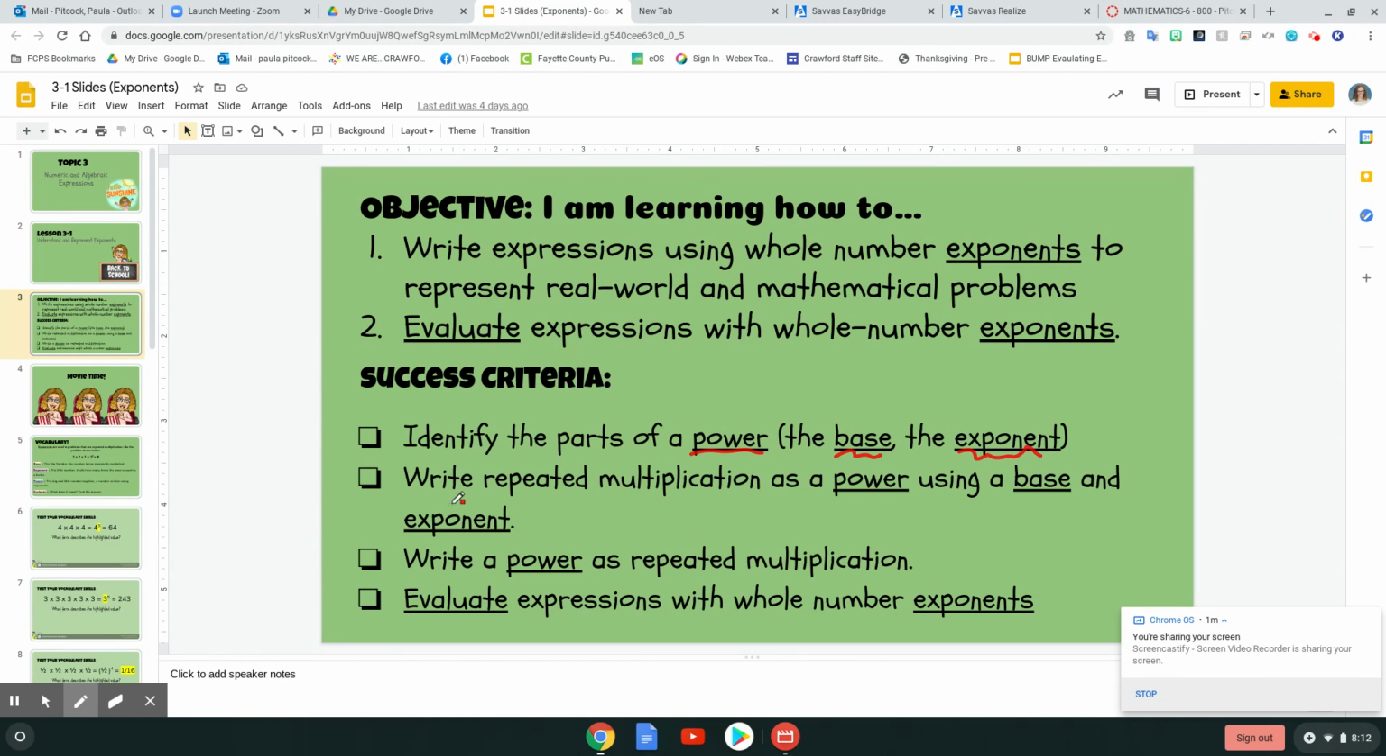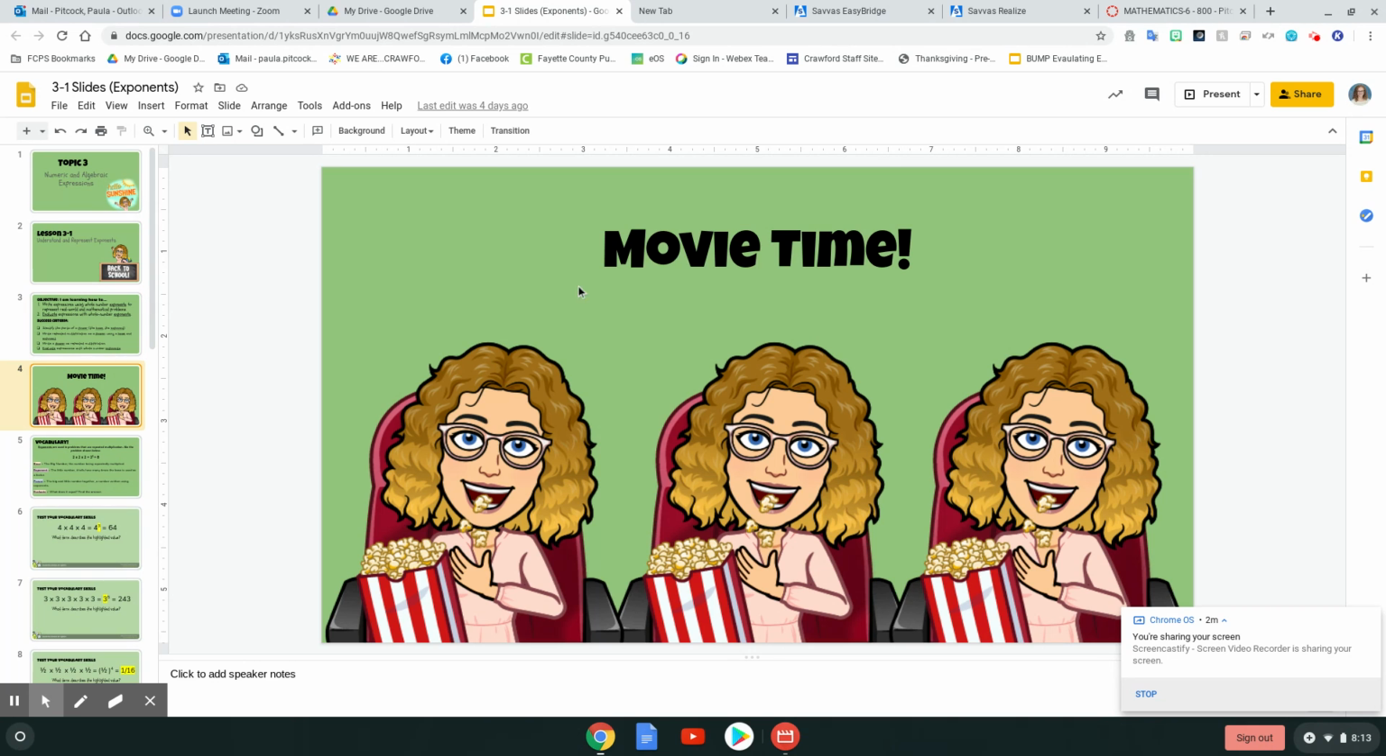You need to be able to write repeated multiplication as a power using the base and the exponent. Same vocabulary. Write a power as repeated multiplication. And once again, evaluate. That means find the answer to expressions with whole number exponents. Okay, so it looks like we have a lot to do, but you're going to find if you can learn these 3 vocabulary words, well, I guess it's 4, power, base, exponent, and evaluate, you're going to be good to go. So the first thing we're going to do is do movie time.